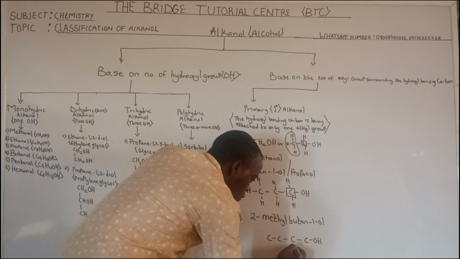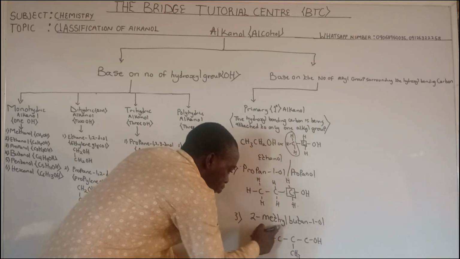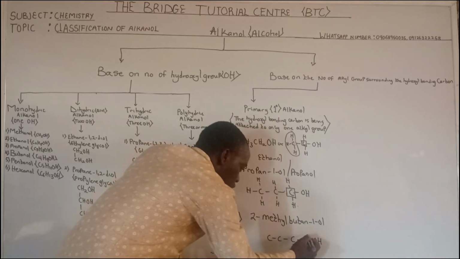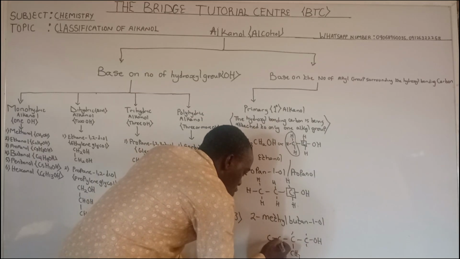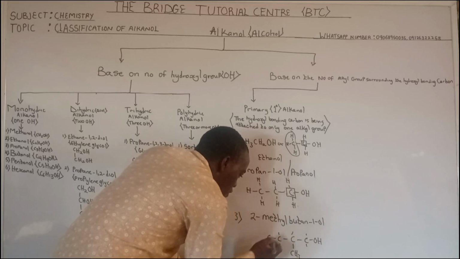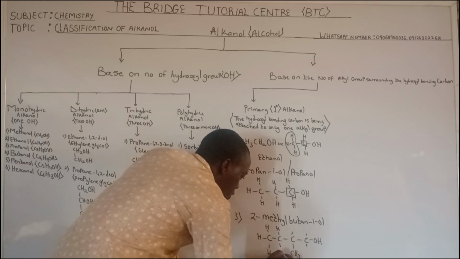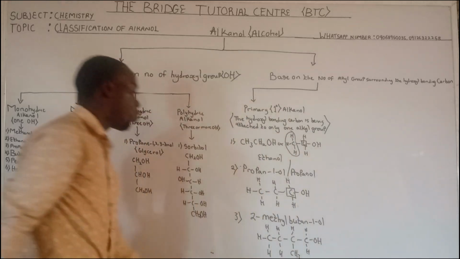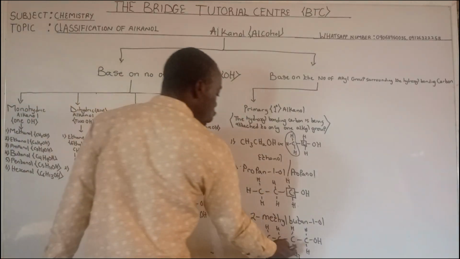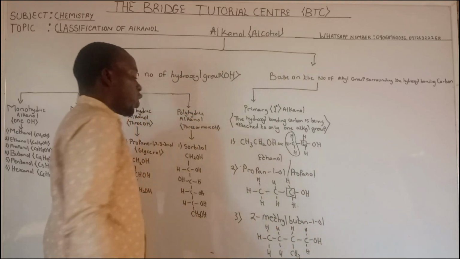So here we have CH3. You can see these are 2-methyl. Then you complete everything. Okay, we have 1, 2, 3, 4. So just put hydrogen, hydrogen, hydrogen, hydrogen, hydrogen, hydrogen here, and hydrogen here. So these are our 2-methylbutan-1-ol.